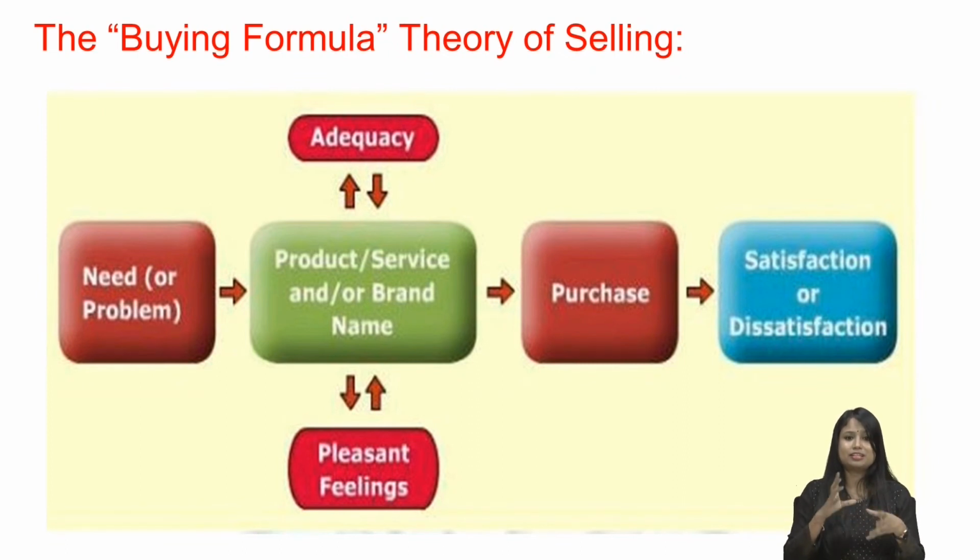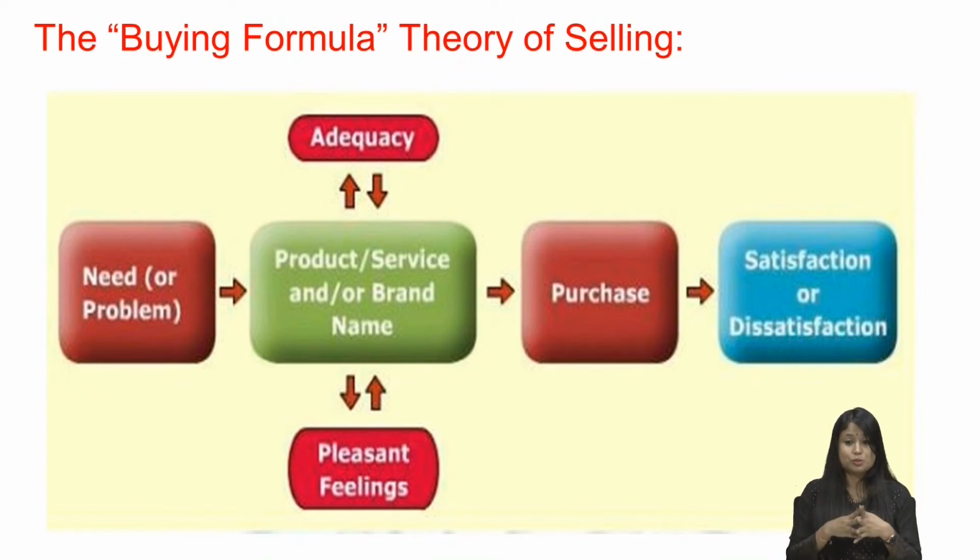So in the product, services or brand name, in between these two things comes adequacy and the pleasant feeling. Pleasant feeling means a brand name. When we say Armani, pleasant feelings come to our mind. Even take for example a Mercedes or Audi, it gives us pleasant feelings, right? Because of the brand name. So it's very easy for them because of the brand.